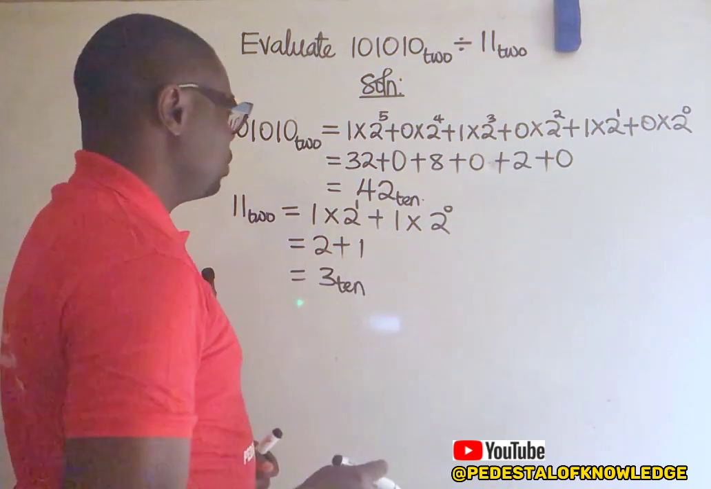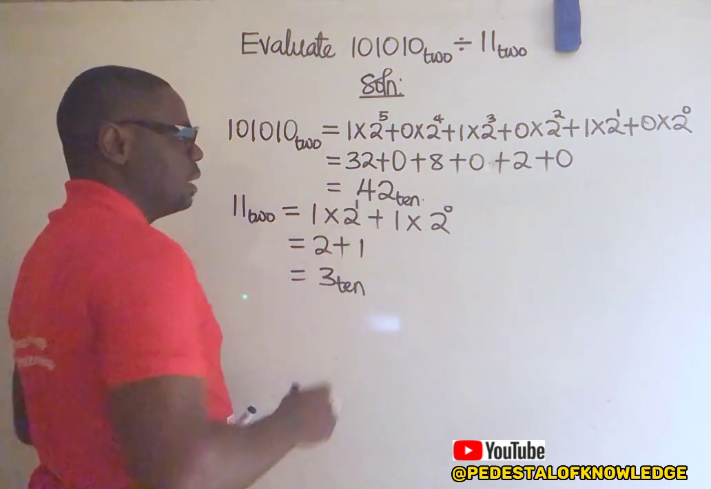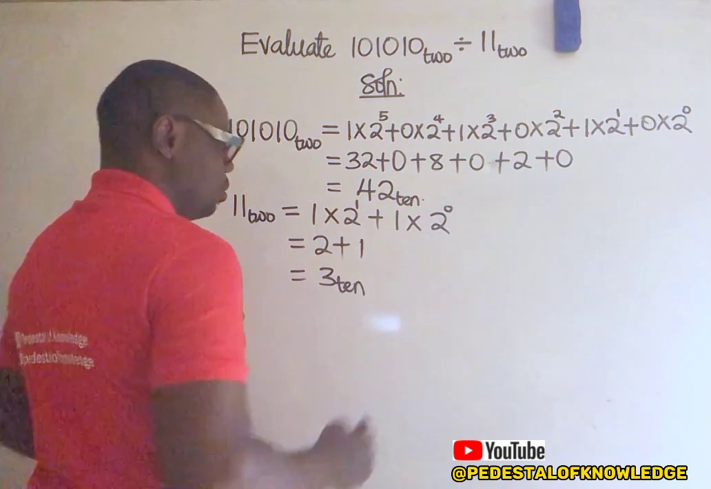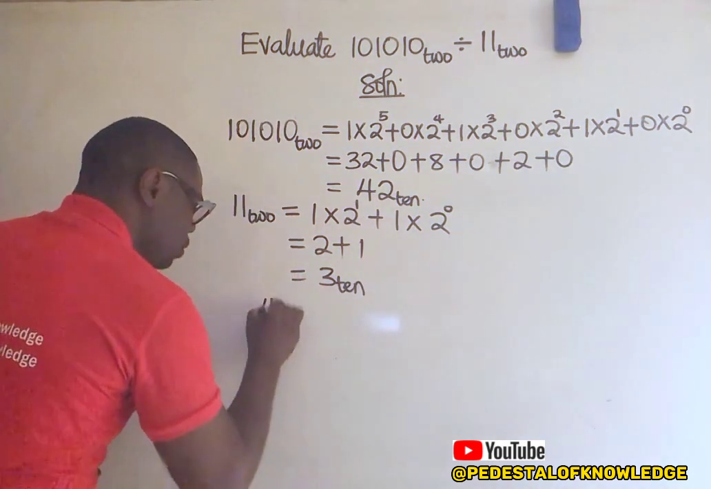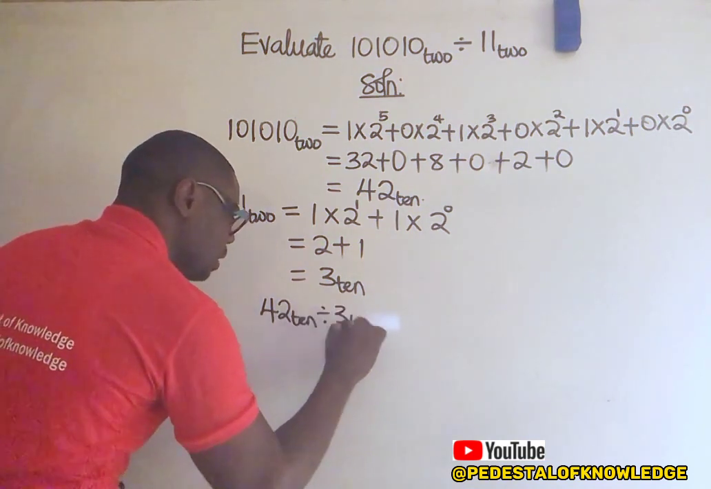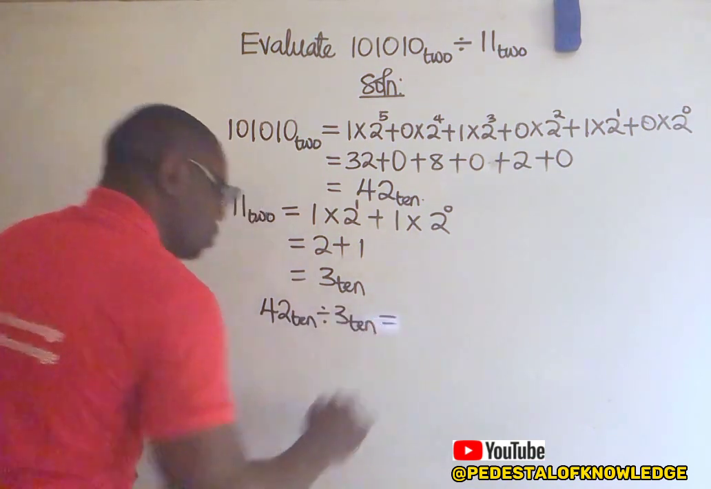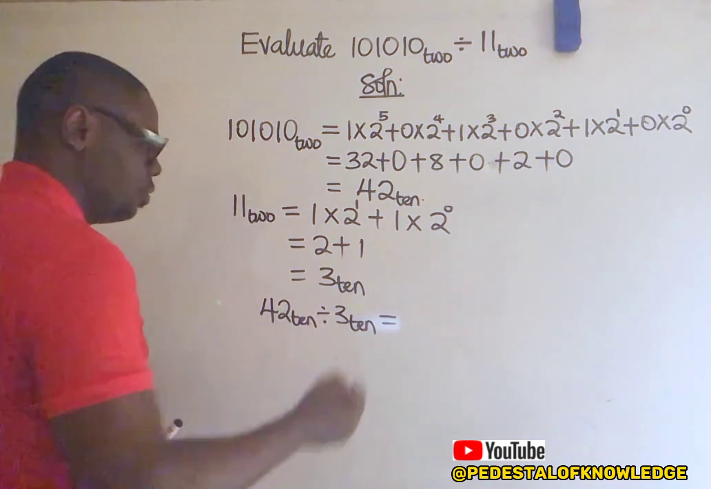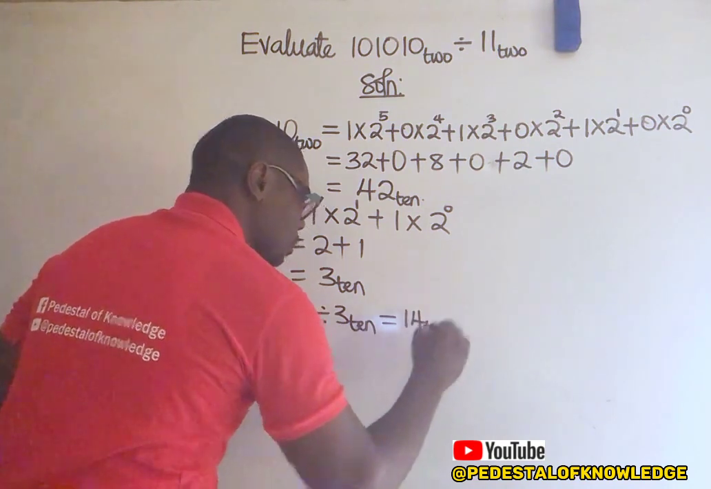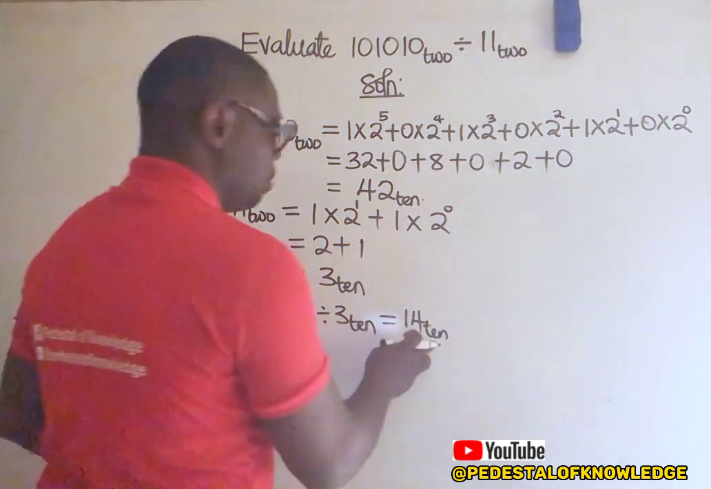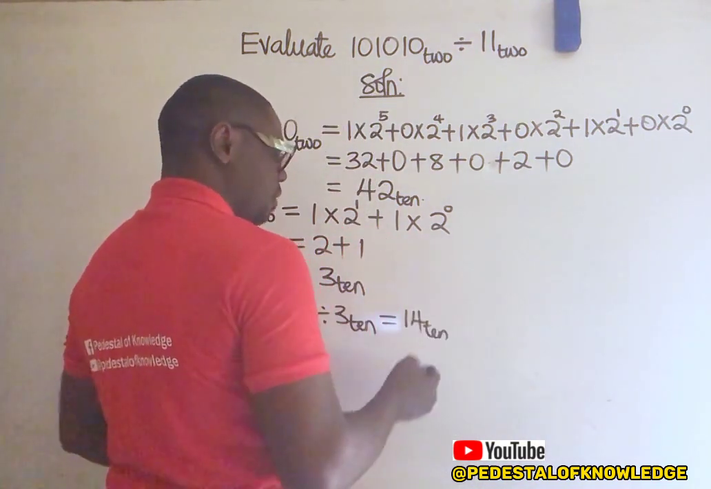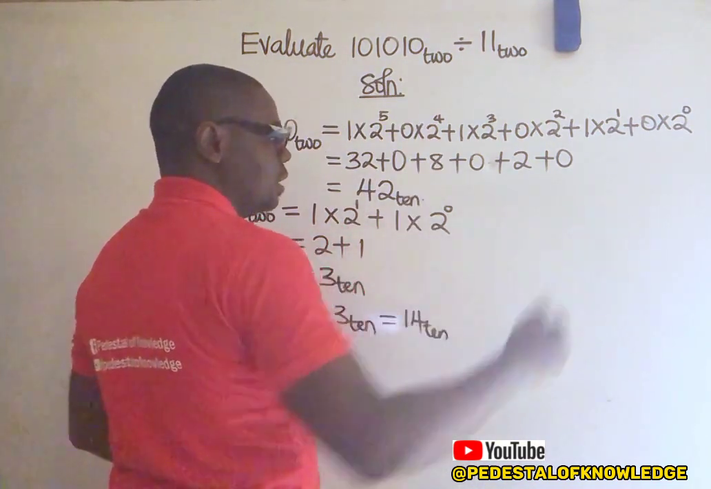Now we are going to divide these numbers in base 10 and then reconvert the result to base 2. So we have 42 in base 10 divided by 3 in base 10, which is equal to 14 in base 10. So we now reconvert 14 from base 10 to base 2. How do we do that? We divide 14 consecutively by 2 and then put down the remainders.